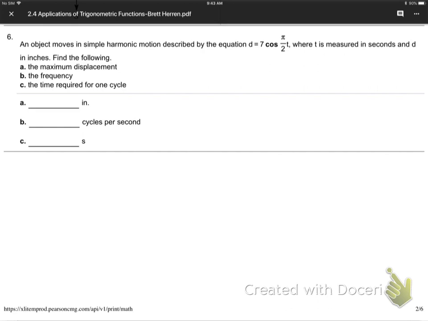All right, simple harmonic motion. So an object moves in simple harmonic motion. That means sine or cosine. You know, sine and cosine are the same thing. Cosine is just a shift, isn't it? So sine, cosine curve, sine or cosine. That's simple harmonic motion. Up and down, up and down, up and down. So, okay, what does that mean? They give me an equation here. So d equals 7 cosine pi over 2 t. There's time, right? Over time.